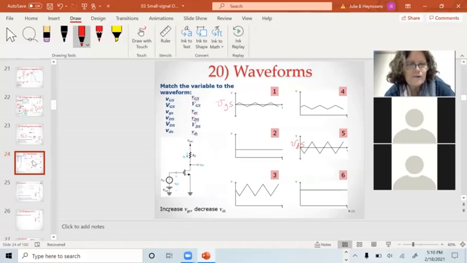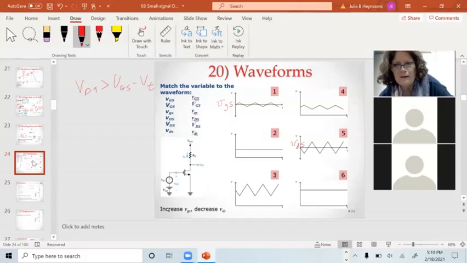Now my saturation equation says that VDS has to be greater than VGS minus VT. So we're expecting big V, big D, big S to be larger. So this is big V, big D, big S. It's a DC part. And then the other one must be big V, big G, big S.